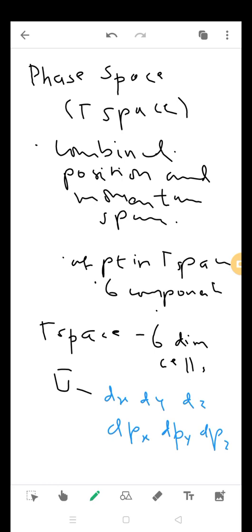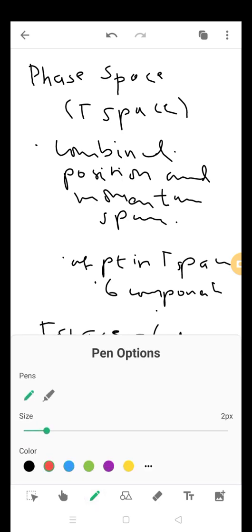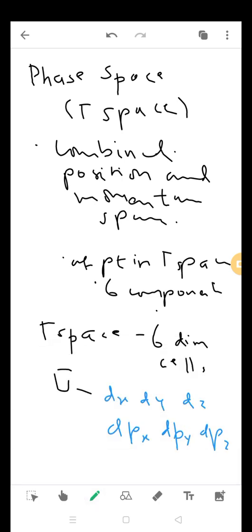So naturally, the volume of the cell, we call it d tau, will be dx, dy, dz, dpx, dpy, and dpz. This will be the volume.